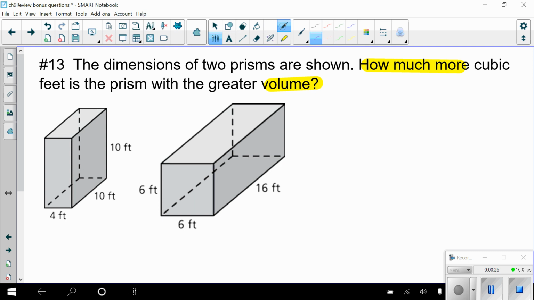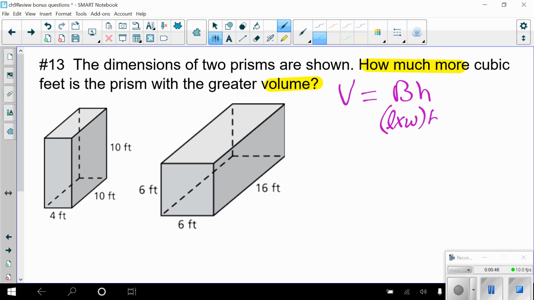All right, the formula for volume is, let's see, base times height. The area of the base times the height. And the easiest way to find that in rectangular prisms is just to do length times width times height. The length times the width turns into the area of your base, and then times the height.